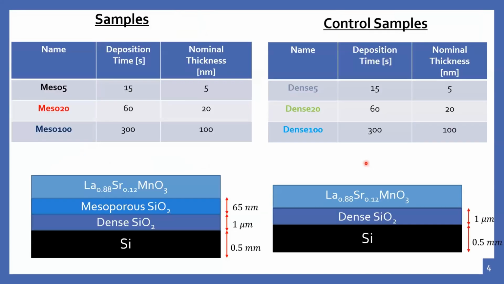So for that, we grew a series of samples. The first are the meso samples. We call them meso because they are grown on a mesoporous thin film. The number here indicates the nominal thickness of the sample. We grew 5, 20, and 100 nanometers. And dense samples, because they are grown on a dense silicon dioxide. These samples function as a control sample for a better comparison with the meso ones.